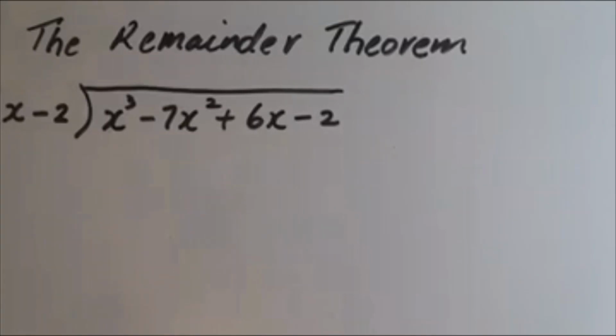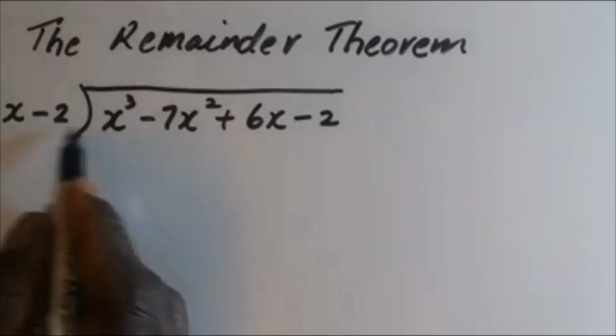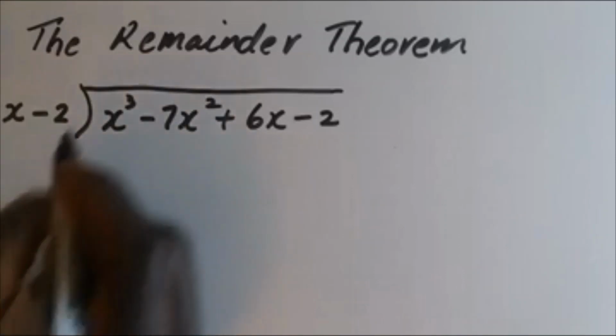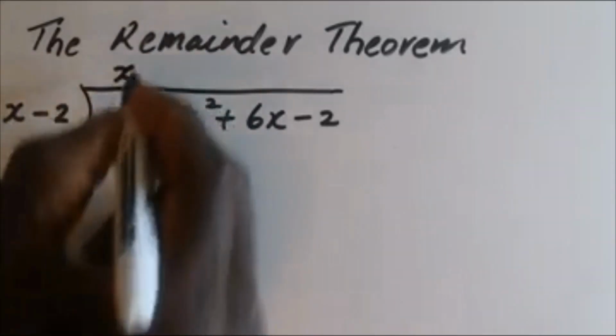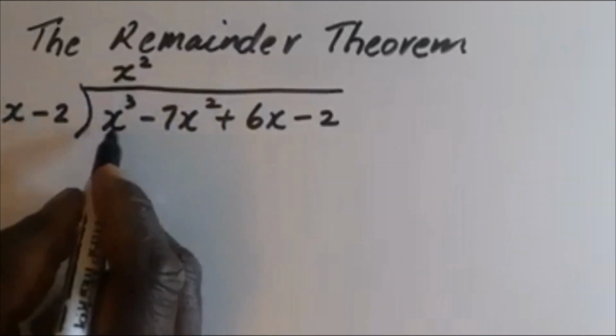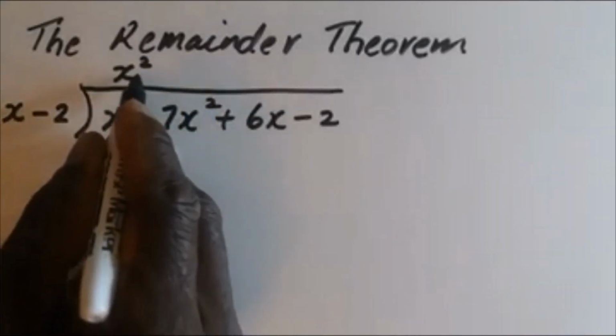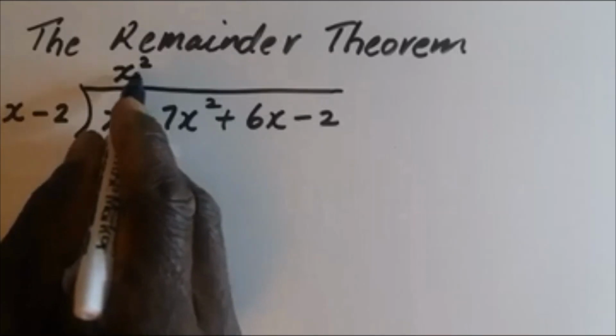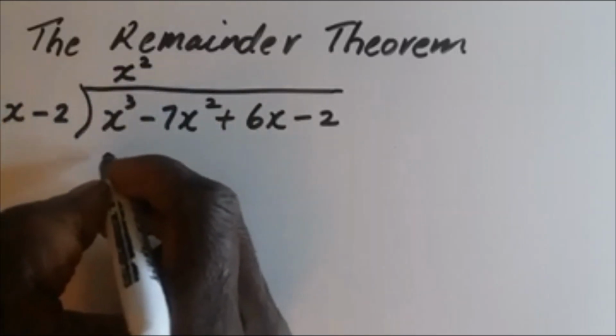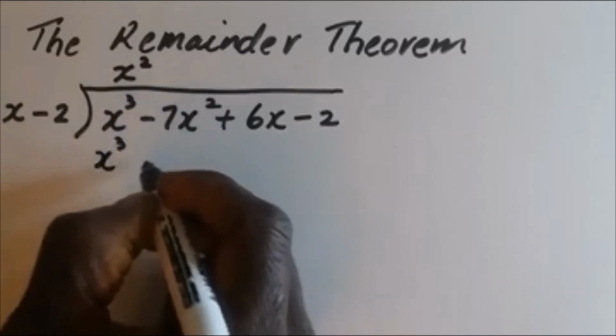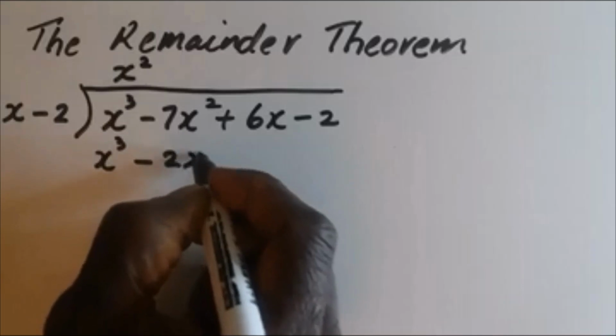This is an example of the remainder theorem, and we have this situation occurring when we have a polynomial and it's divided by a linear function, x minus 2. So we need to divide first x cubed by x minus 2, and we can see that if we multiply by x squared, we can certainly get at least the x cubed. If we multiply our quotient here by x minus 2, we have x cubed minus 2x squared.